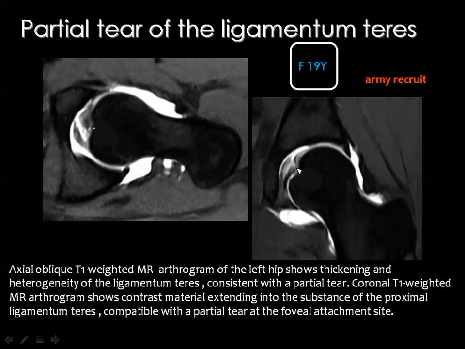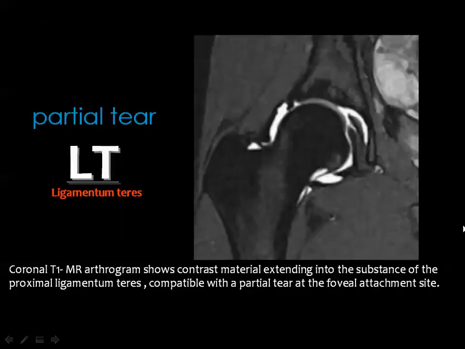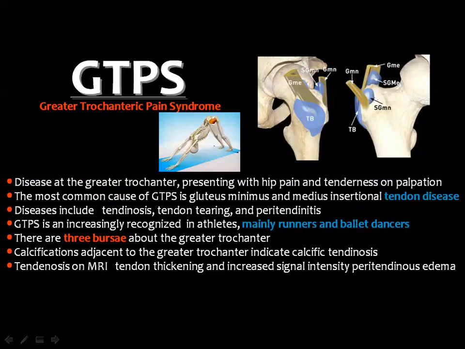And this is an example of a partial tear in the ligamentum teres. You see contrast material running through the substance of the ligament. And also this is a good example of a partial tear of the ligamentum teres. You see the contrast material going inside the substance of the ligament.